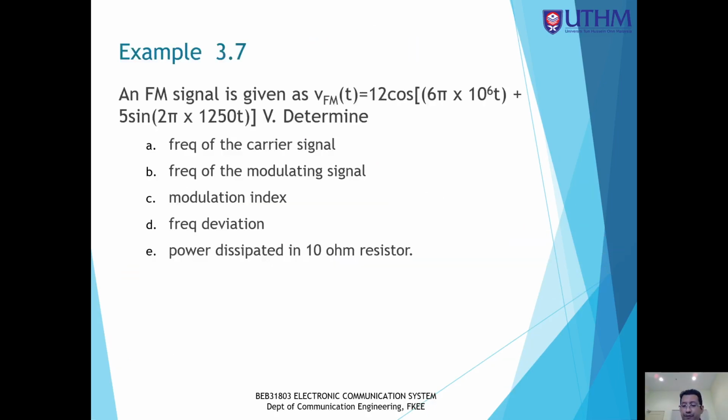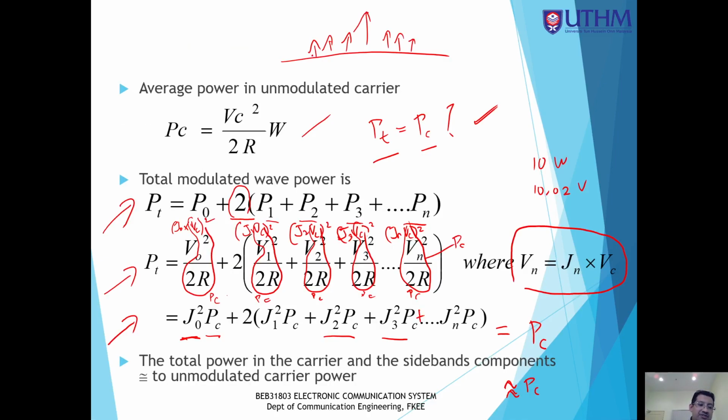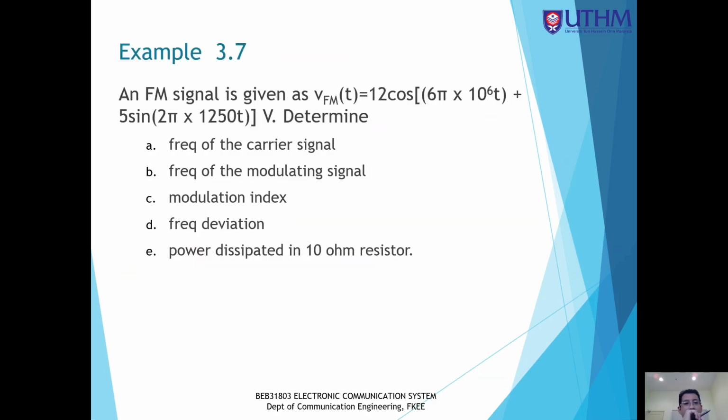And let's look at the example. Okay, so about this issue, you might see later in the next example. So we will go through the first example, 3.7. An FM signal is given as vFM of t equal to 12 cos of 6 pi times 10 power of 6 t plus 5 sine 2 pi times 1250 t volt.